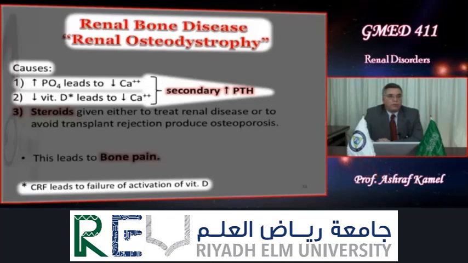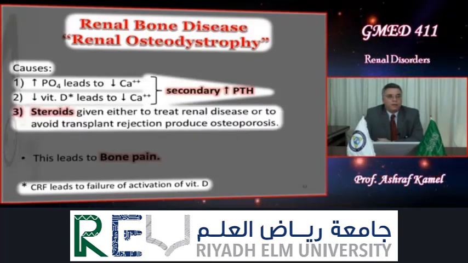Both causes of decreased calcium lead to secondary increase in parathyroid hormone. Third cause, the steroids that are given either to treat the renal disease or to avoid transplant rejection, and we all know that steroids produce osteoporosis.